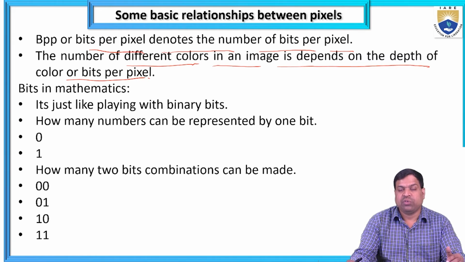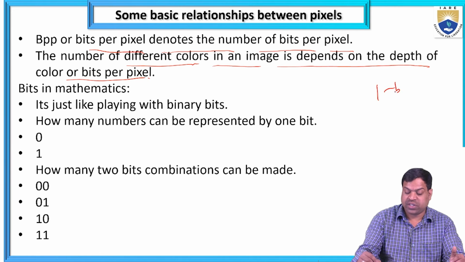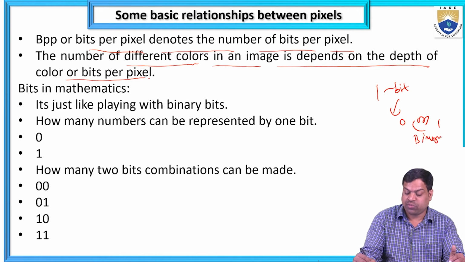Before going to color, we have to know bits per pixel. It denotes the number of bits per pixel, and the number of different colors of an image depends on the depth of the color, or bits per pixel. Bits is mathematics, just like playing with binary: how many numbers can be represented by 1 bit? Suppose I take 1 bit. 1 bit means 0 or 1 in binary form.